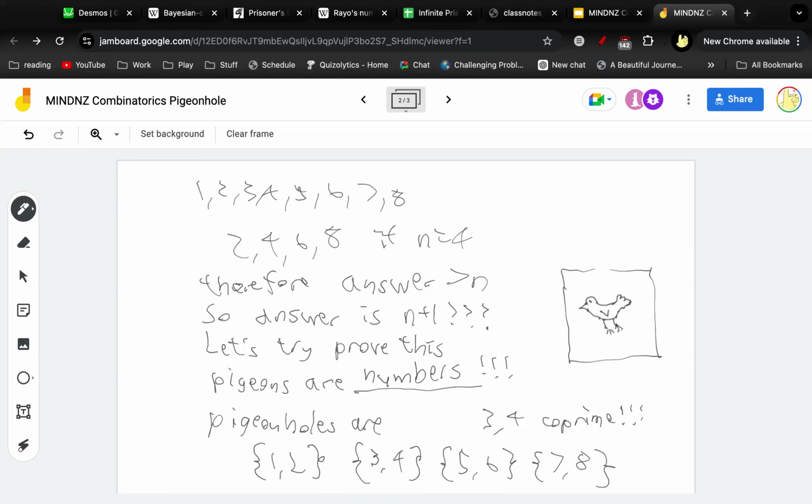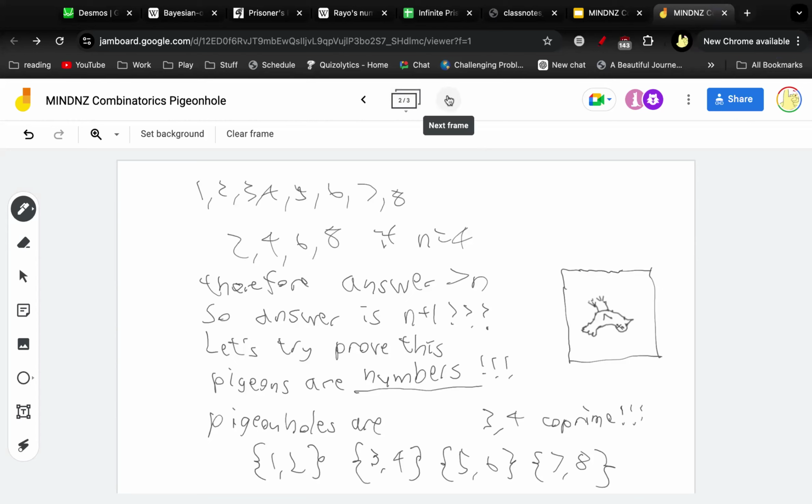Yeah, you have 5 items, 5 pigeons, split into 4 pigeonholes. Well, that's too many pigeons for these 4 pigeonholes, right? One of them must have at least 2. And once one of them has 2, then you're done, right? So if you have 5 items or 5 pigeons, you must have 2 numbers that are coprime. So that shows that x equals 5 is the answer, right? Because we showed that 4 isn't good enough. 4 is not big enough, but 5 is big enough.